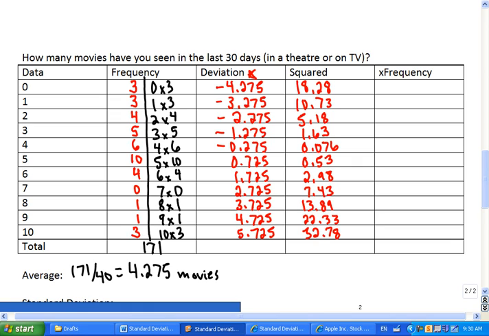Okay, so I'll fill in those numbers with you. All I'm doing again is taking this number here and multiplying it by how far away it is. This number here, multiplying it by how far away it is.